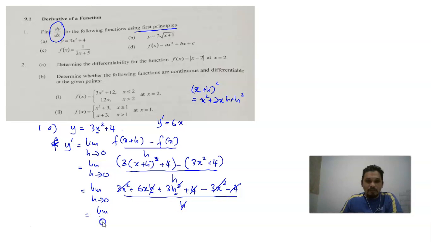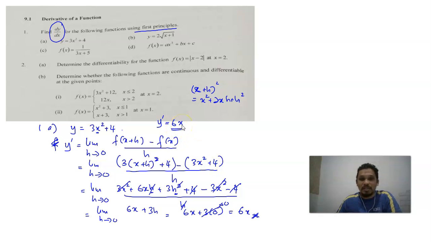So limit of h approaching 0. What we have here right now is 6x plus 3h. So then, substitute h equal to 0 here, with 6x plus 3 times 0, and it is equal to 6x. Okay, so this is our reference and we get exactly the same as this one, y prime equal to 6x.